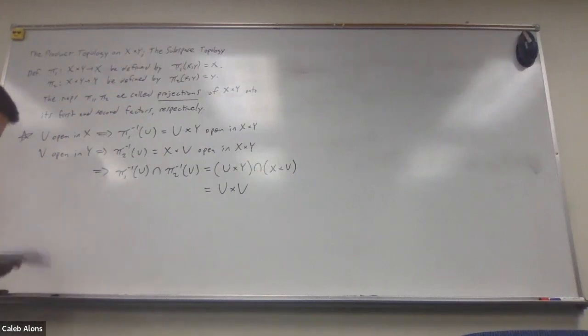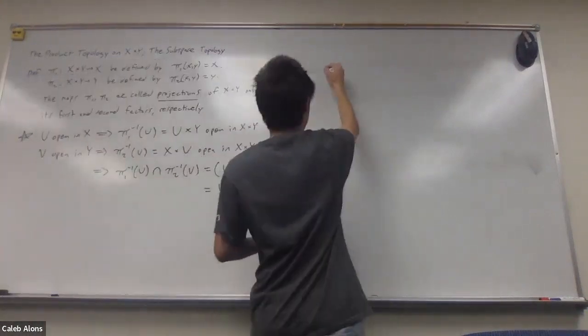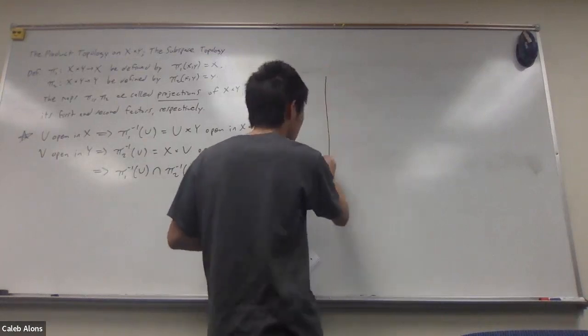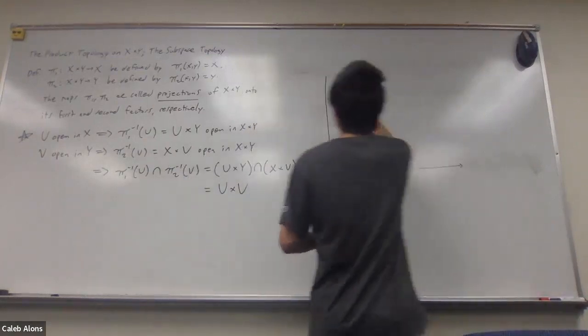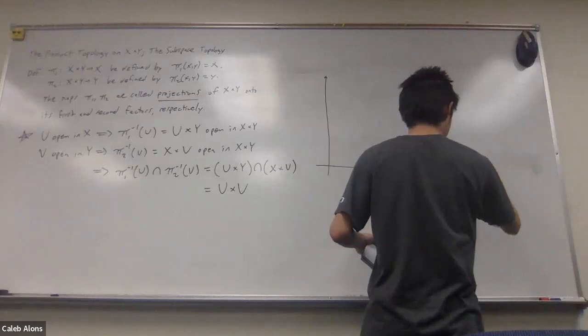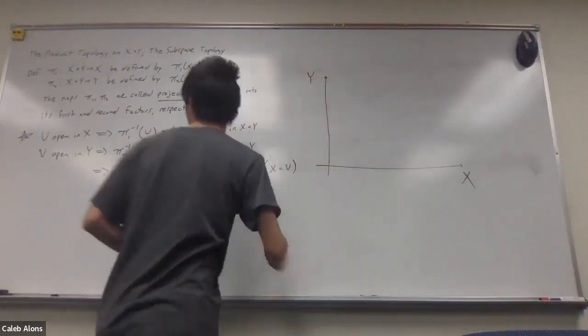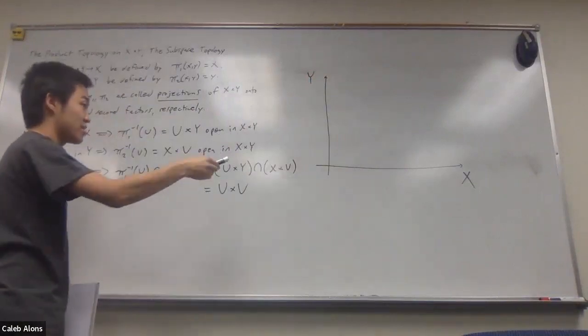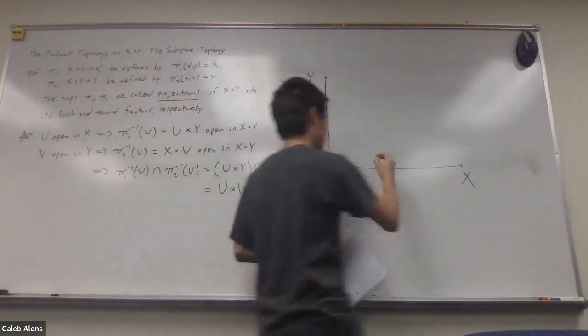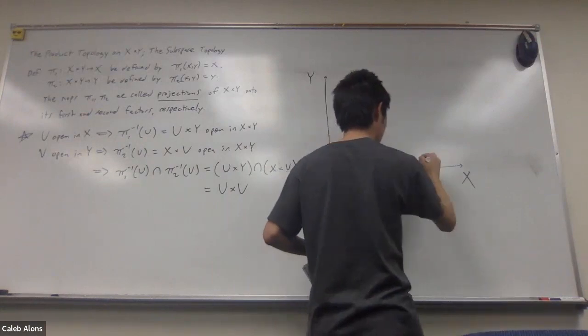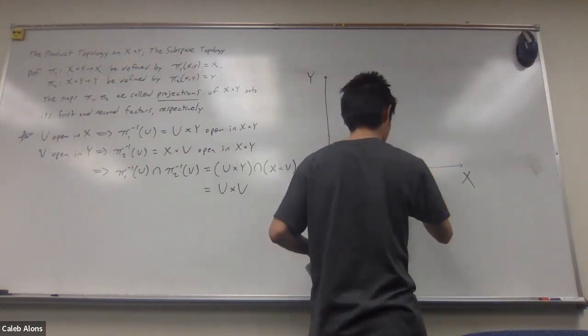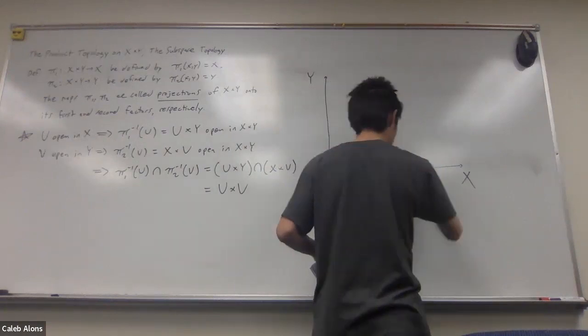And so the visualization of this: if this is my set X, so all the stuff in X, here's all the stuff in Y. And so U is open in X, and V is going to be open in Y. So here's some open U, and here's going to be some open V.